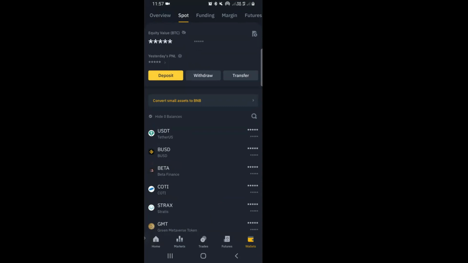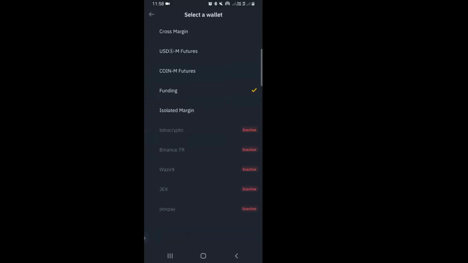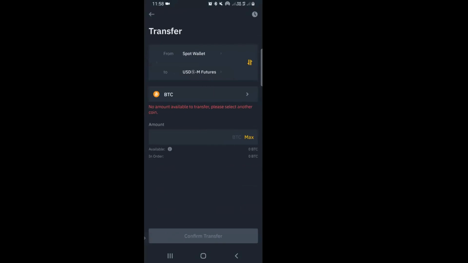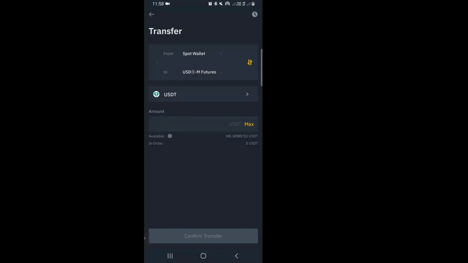If you look at this place, the first thing you do, you click on transfer, as I was trying to say. Once you click on transfer, you will see from spot wallet to funding. Change it to, remember what I told you guys, we have USD margin futures and coin margin futures. I'm not transferring coin, I'm transferring USDT. So I'll click on USD from spot to USD, then I'll change this from BTC to USDT. I'll click on 100.